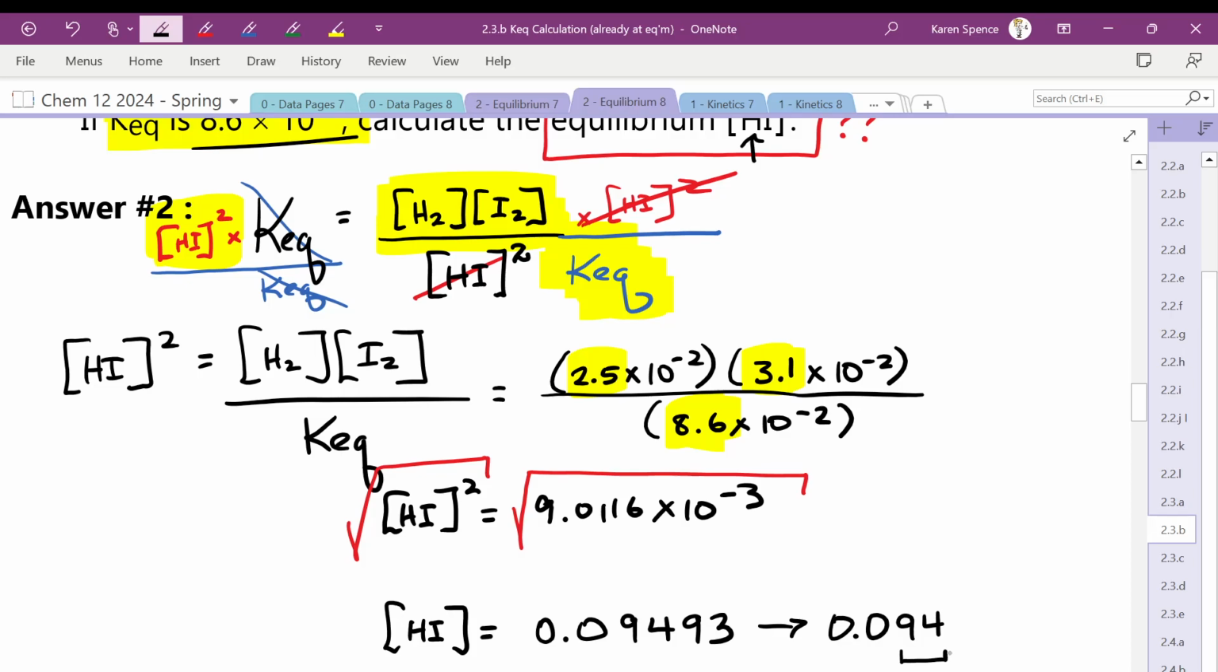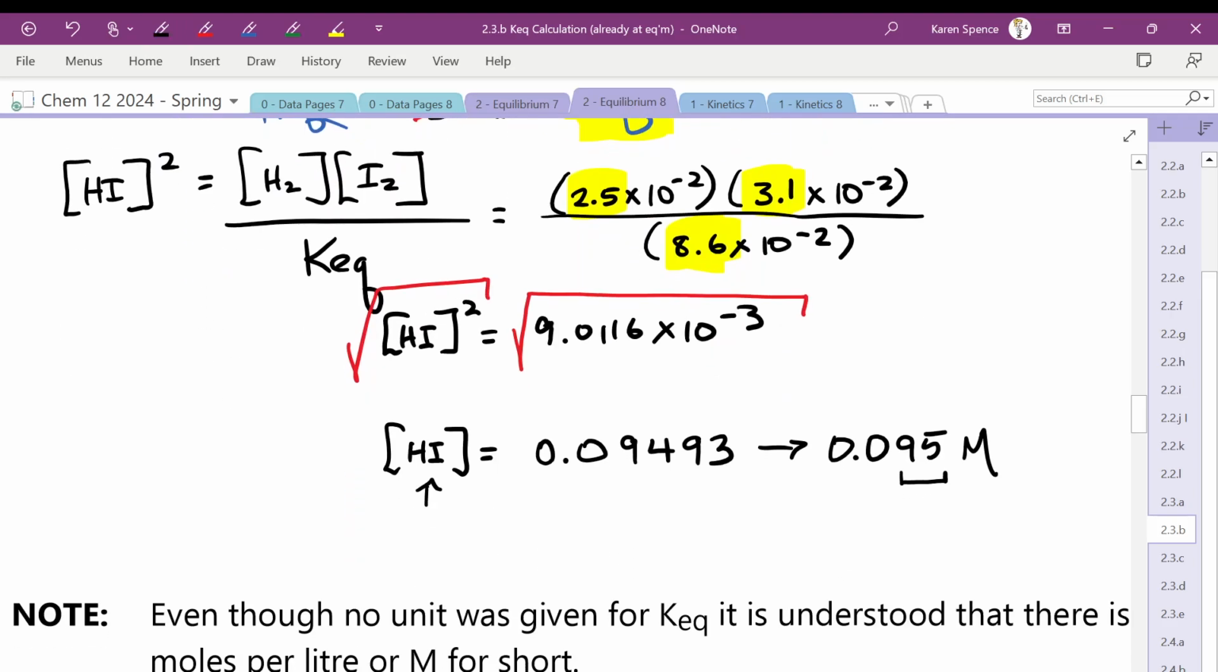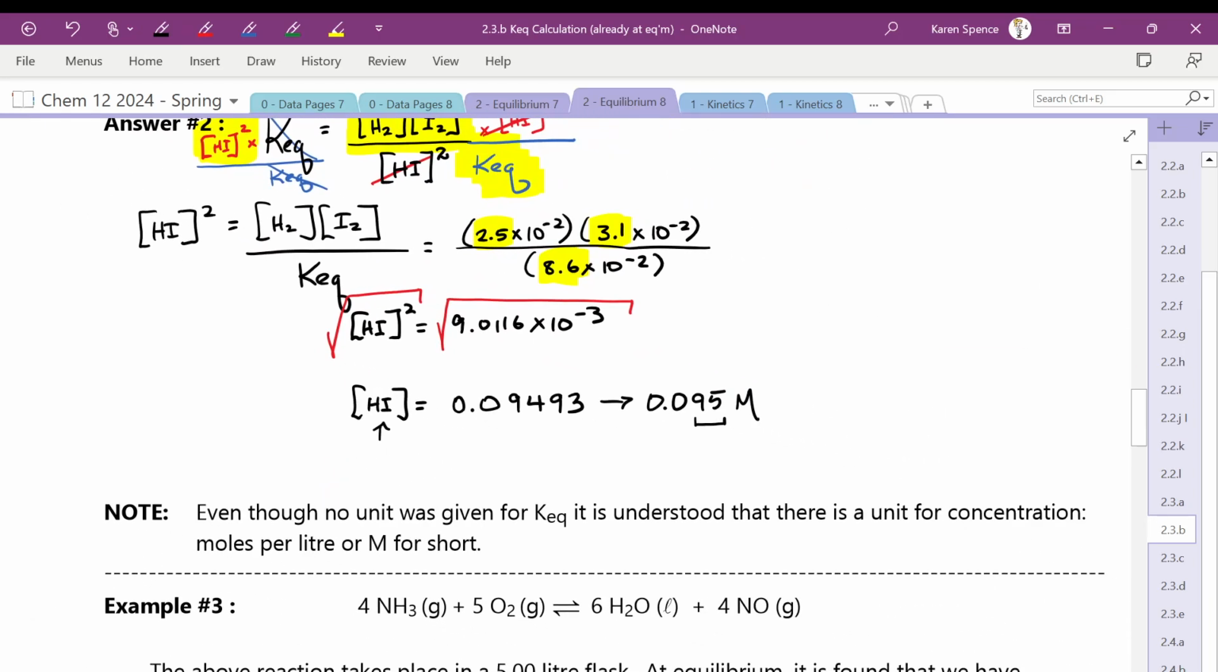Now, remember, you do not want or need a unit for Keq, but have we just found Keq, or have we found something else? We have found something else. We have found concentration. What is the unit of concentration? Molar. Done. 95. Thank you. Yes, it should round to 95. There we go. 0.095. Thank you. So is this good? Okay.